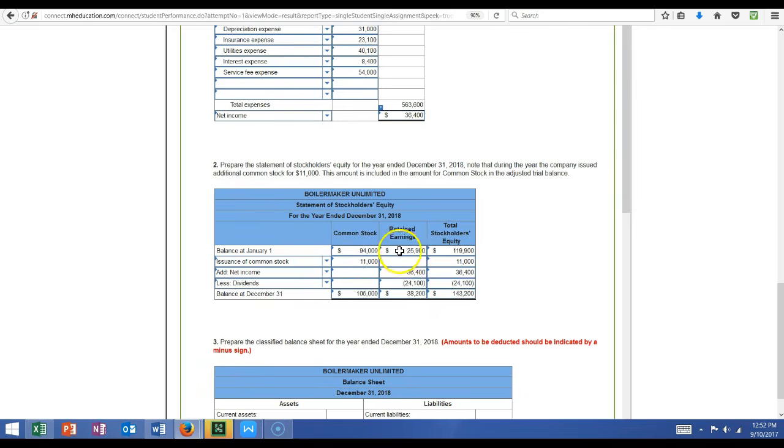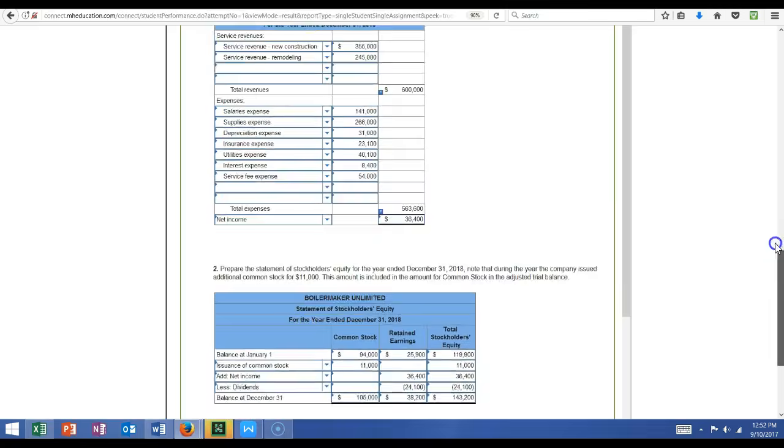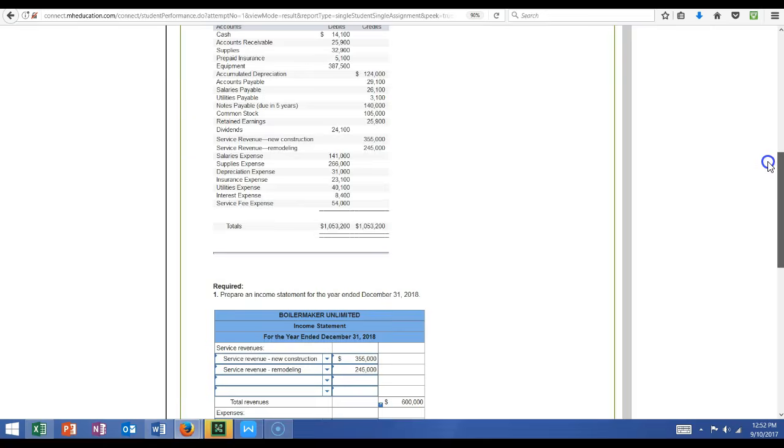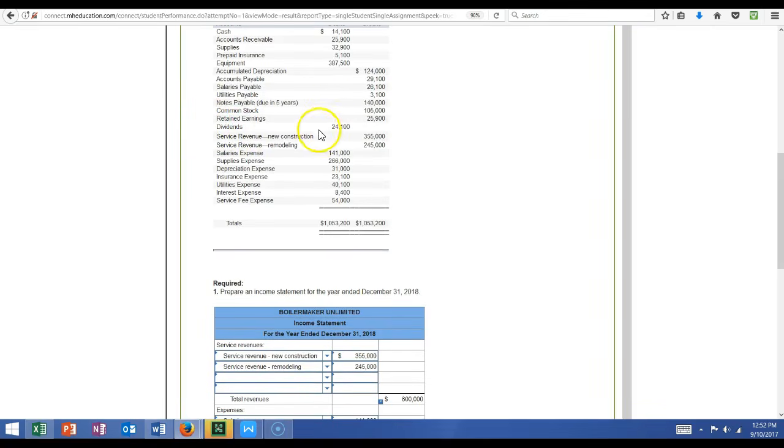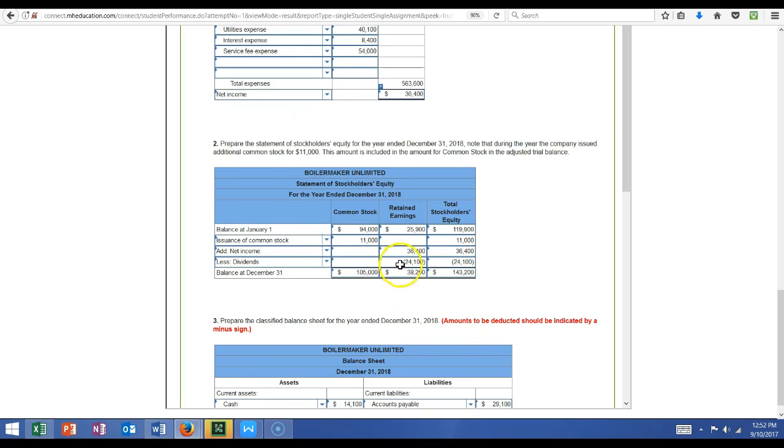Now, our retained earnings we gather here. We add our net income, but the one piece we have to look at is whether there were any dividends paid, and there were. There were dividends of 24,100 paid. So we have to go down here, subtract that 24,100 to come up with an ending retained earnings balance of 38,200. So our 105 plus our 38,200 gives us our stockholders' equity here of 143,200.